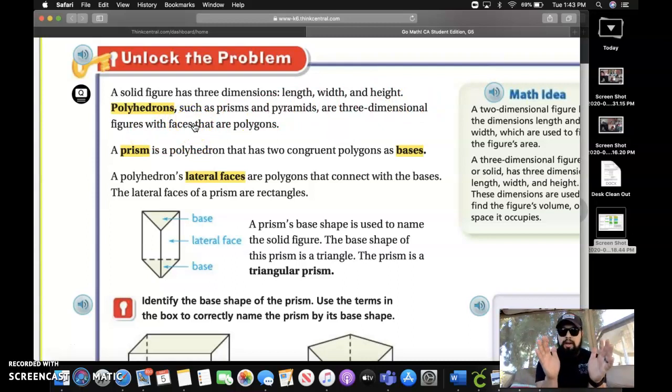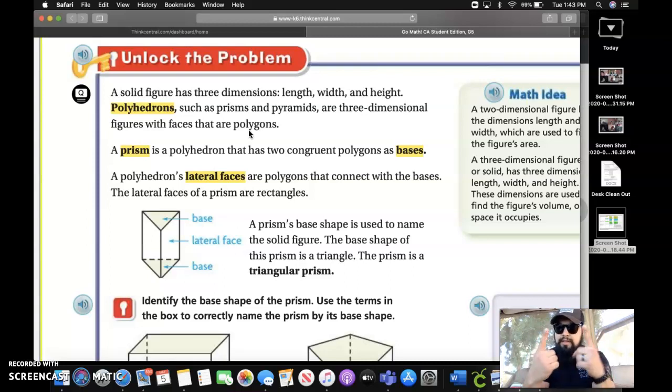Remember we talked about faces being the sides, and then bases, the bottom and top. Just think base, B, bottom, and the top. But in order for them to be polyhedrons, well, they have to have faces that are polygons. And what's a polygon? Well, it's any shape that has more than three lines.